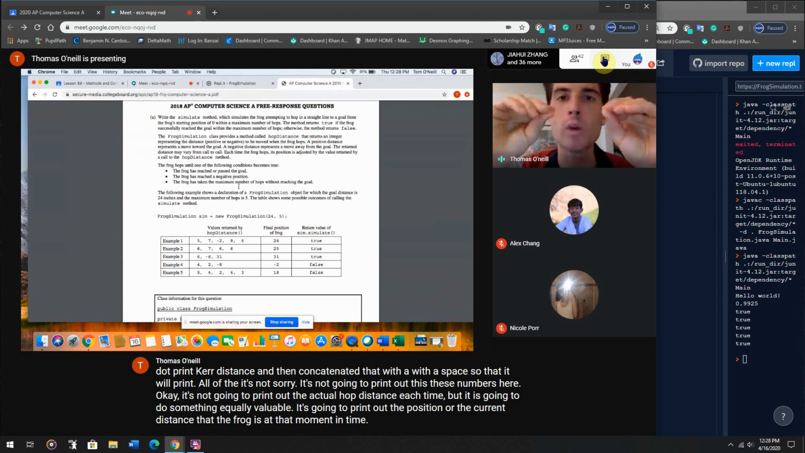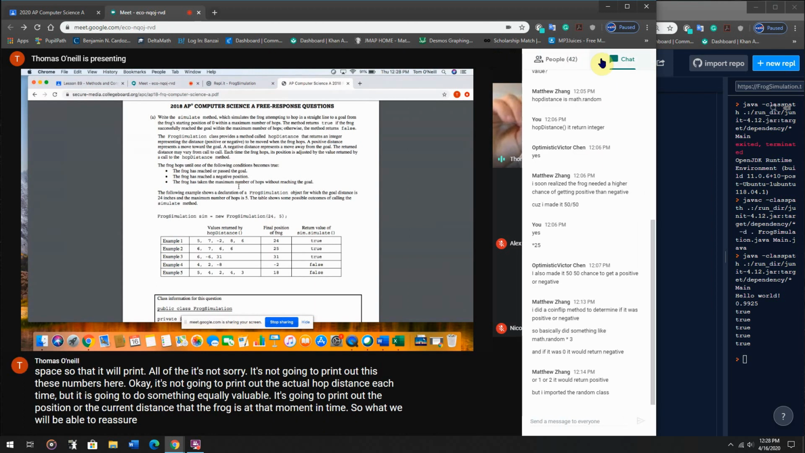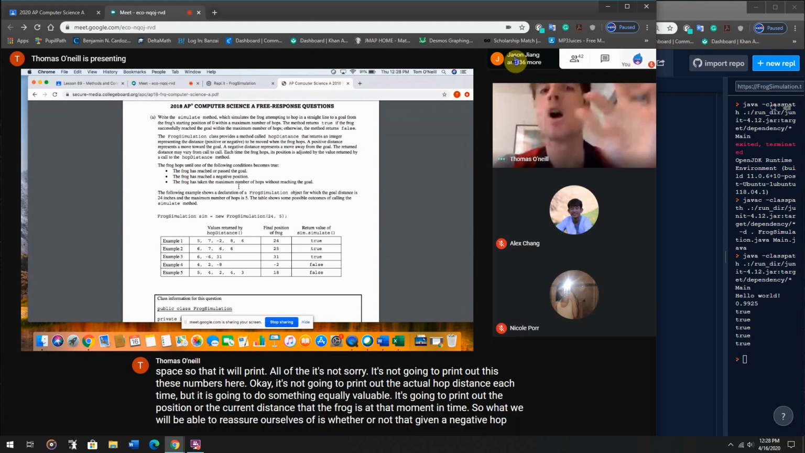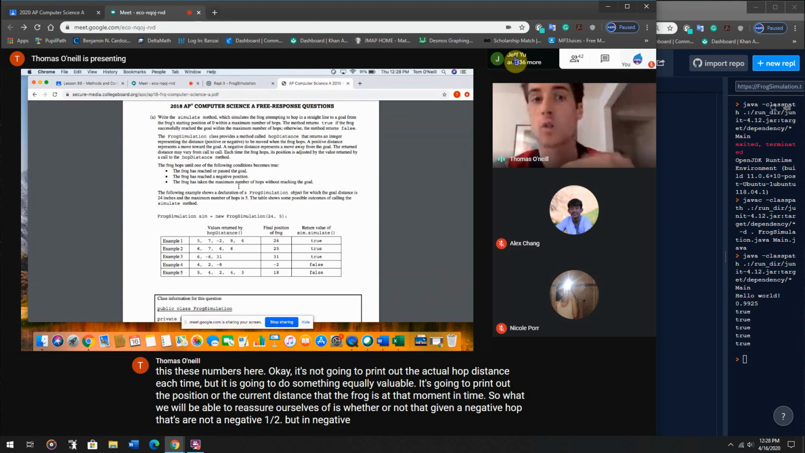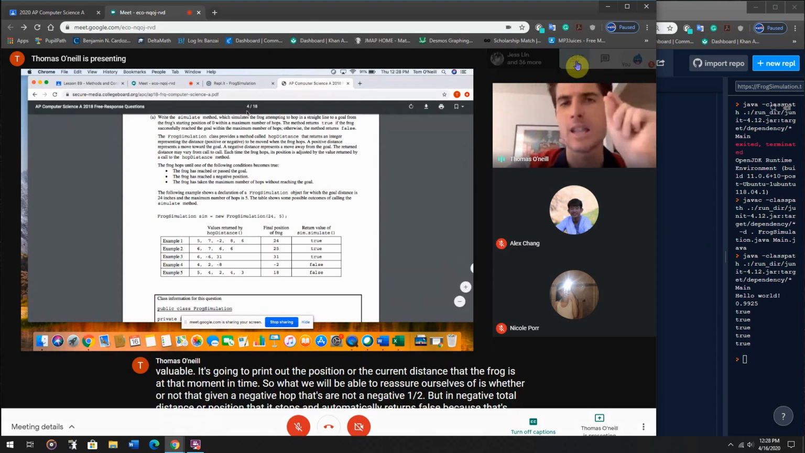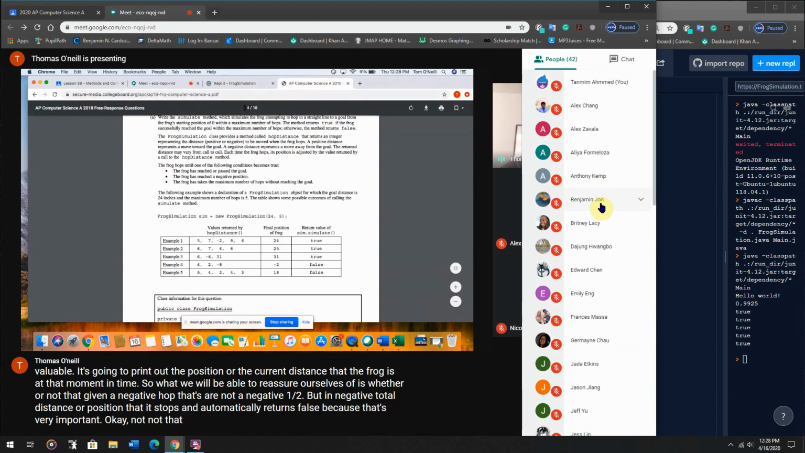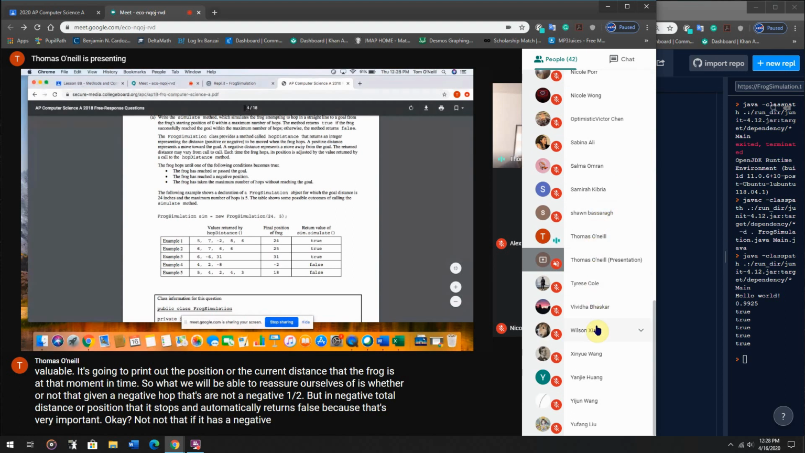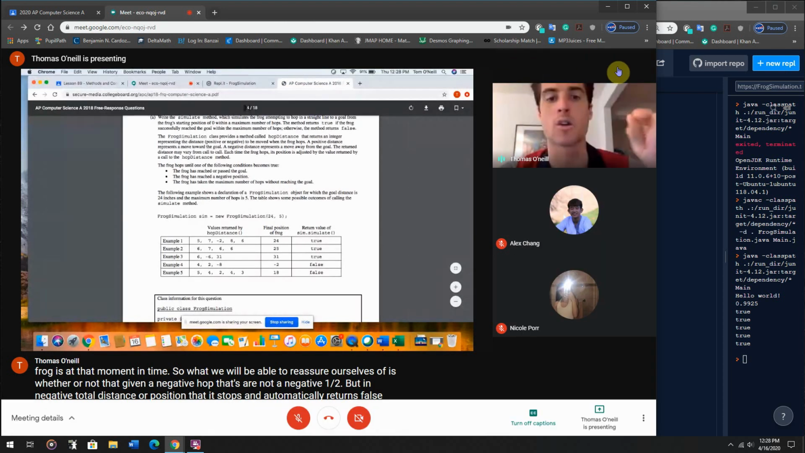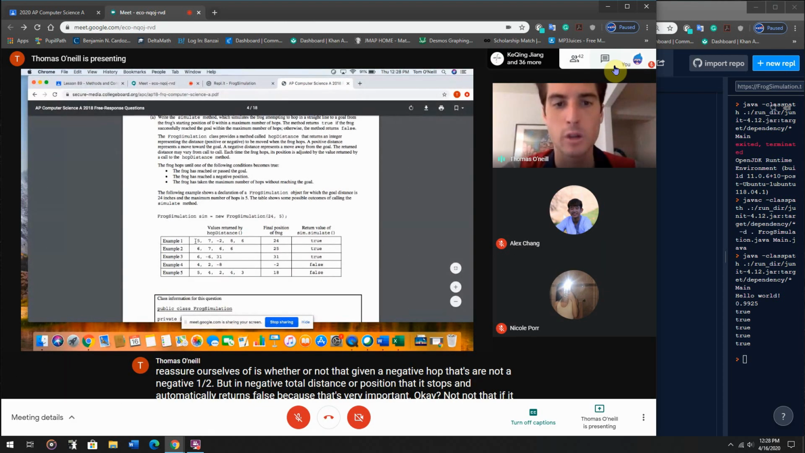So what we will be able to reassure ourselves of is whether, given a negative hop, not a negative hop, but a negative total distance or position, it stops and automatically returns false, because that's very important, okay? Not that if it has a negative hop at any point, it's that the total distance is negative, then you stop and automatically return false. And we can confirm this by looking at the table.